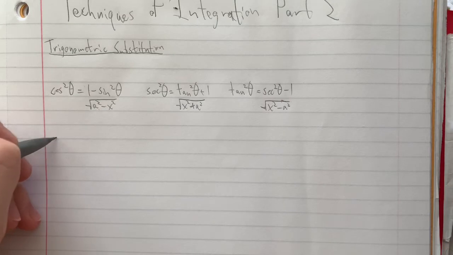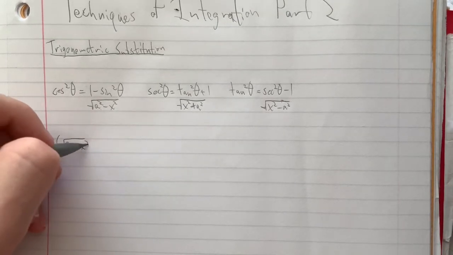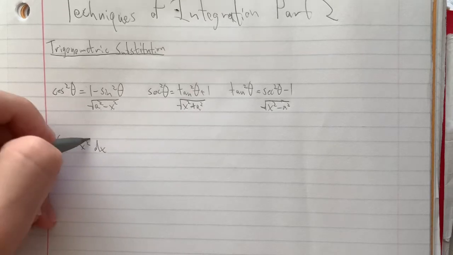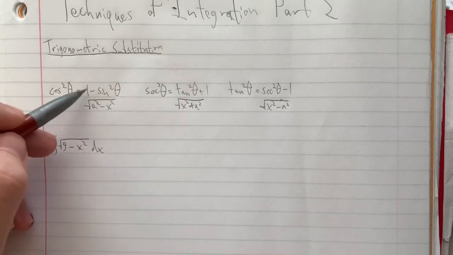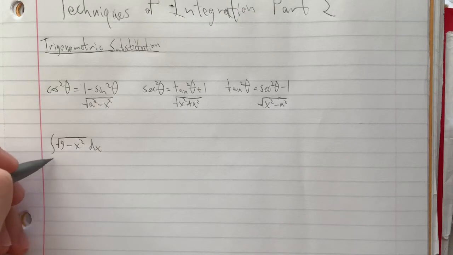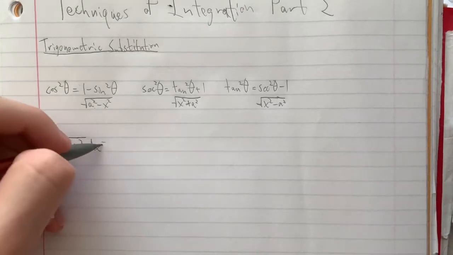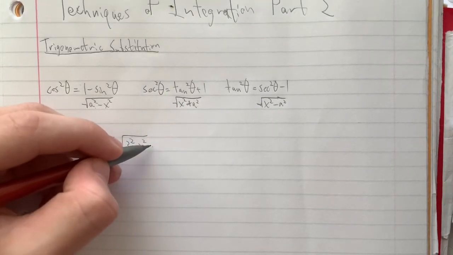First one we're going to look at is a simple one, the integral of the square root of 9 minus x squared dx. And so you'll notice this is in the form of a squared minus x squared, so we're going to use this identity somehow. So here's what we're going to do. First, we can rewrite 9 as a squared. So this is going to be the integral of the square root of 3 squared minus x squared dx.